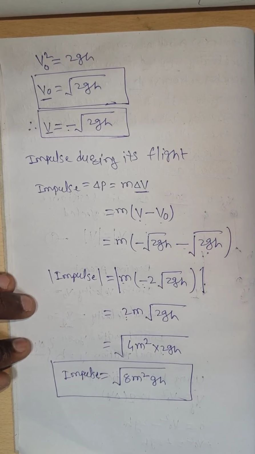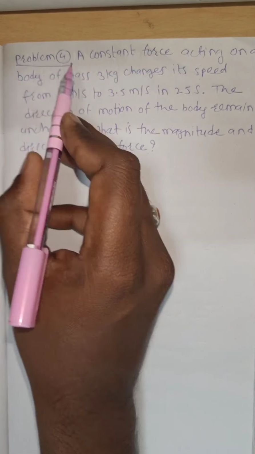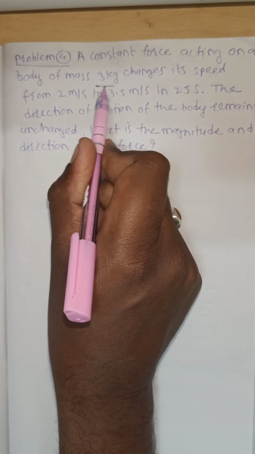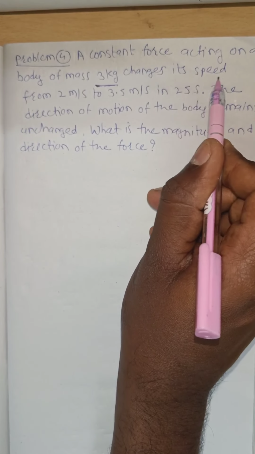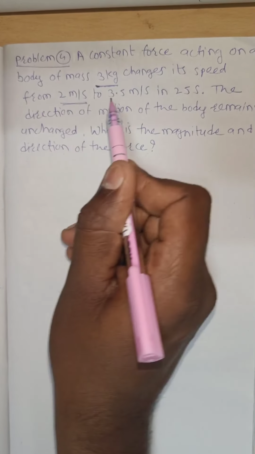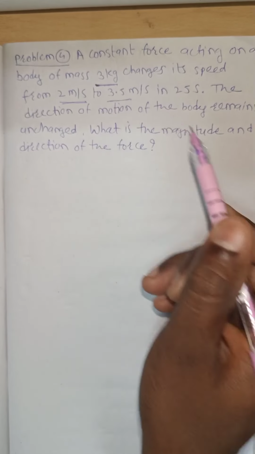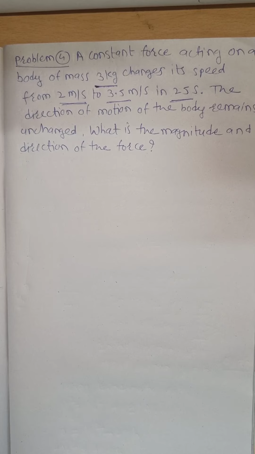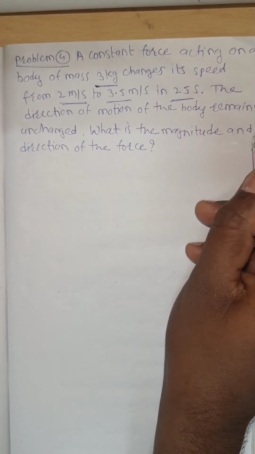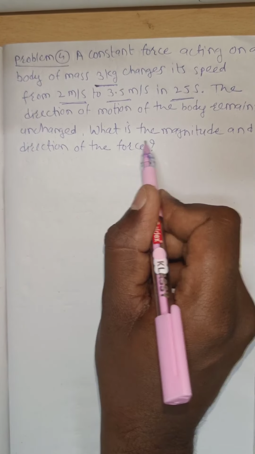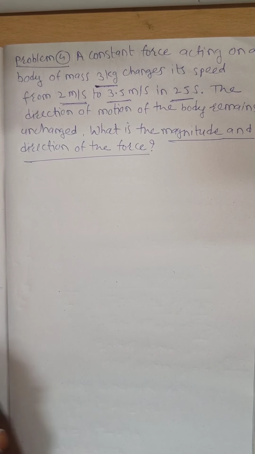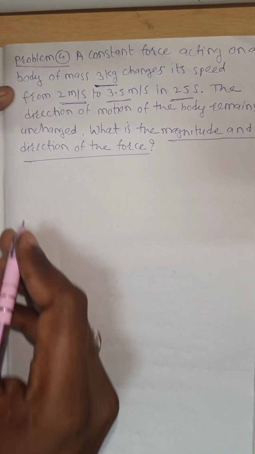problem number 4. A constant force acting on a body of mass 3 kg changes its speed from 2 meter per second to 3.5 meter per second in 25 seconds. The direction of motion of the body remains unchanged. What is the magnitude and direction of the force? We have to find out the magnitude and direction of the force.